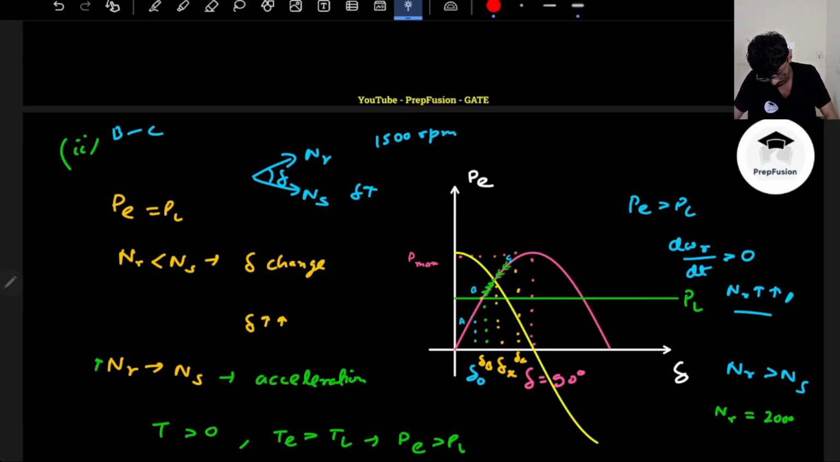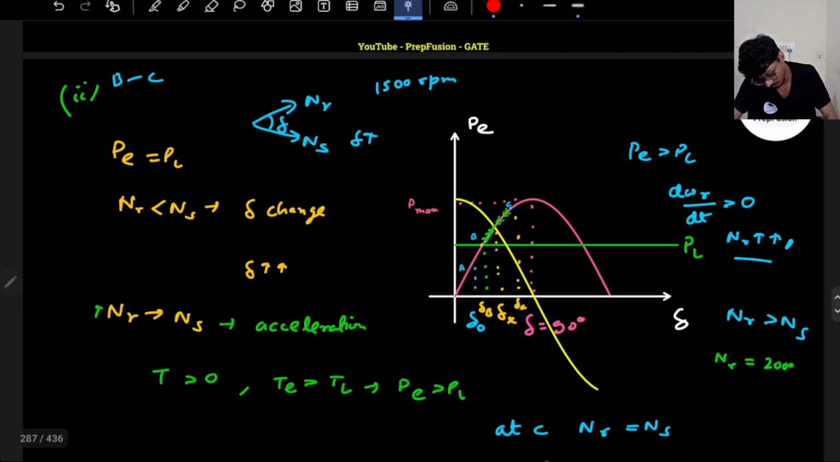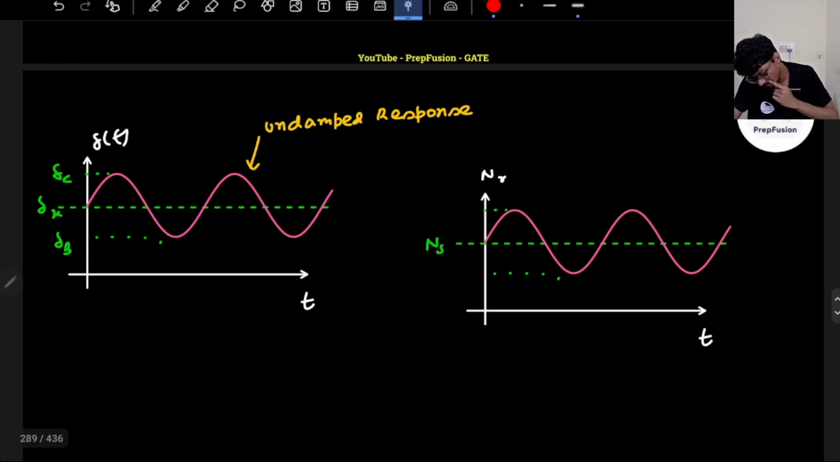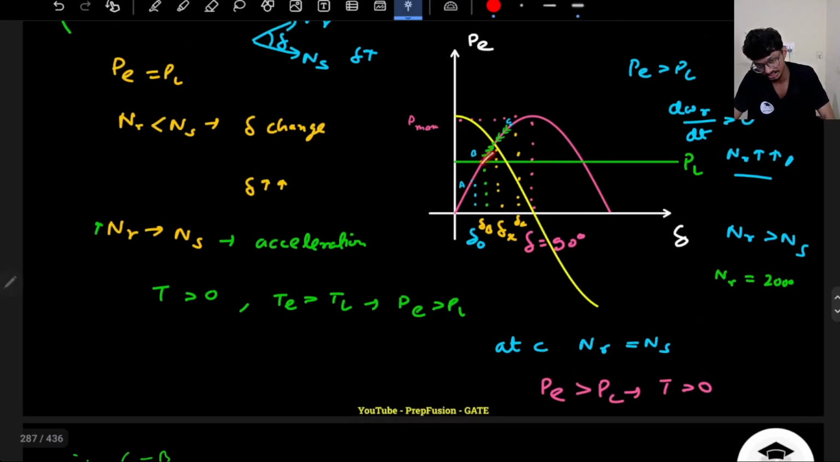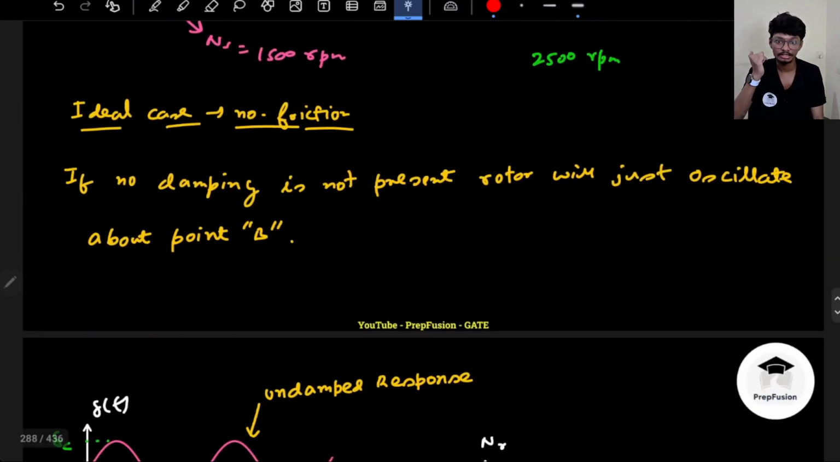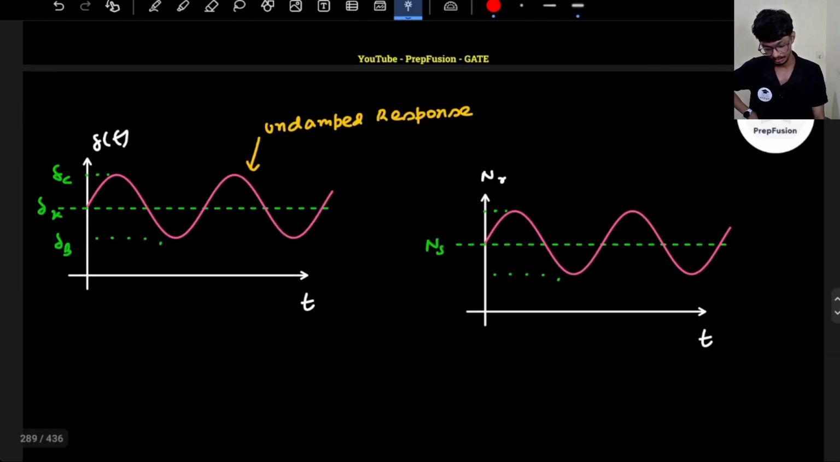Point A only it will start, right? Okay, let me plot it like this only. It does not matter, I'm just picking a steady state. So when my delta angle is increasing, what is happening? I know if my delta angle is increasing, that means the relative angle between the rotor and the stator is increasing. That means my NR speed will what? It will reduce. NR speed will reduce.